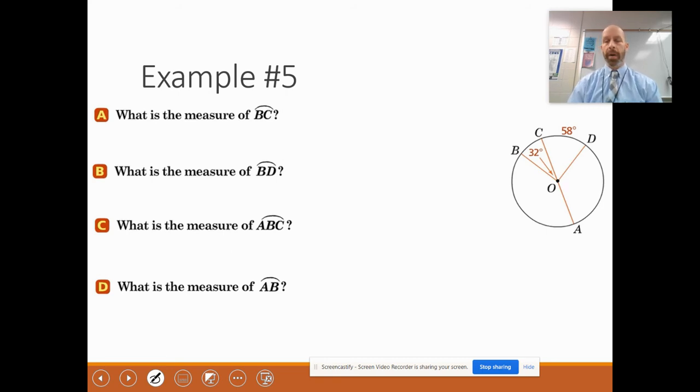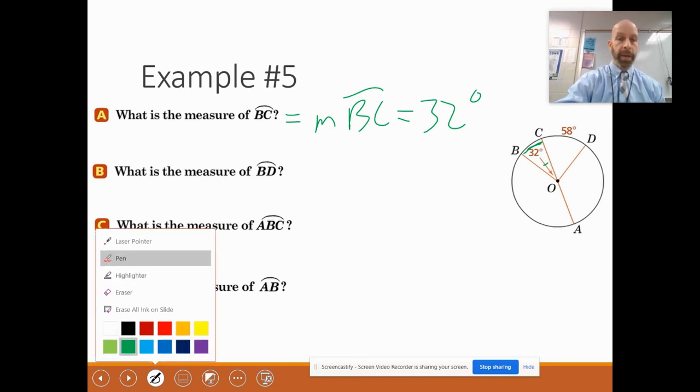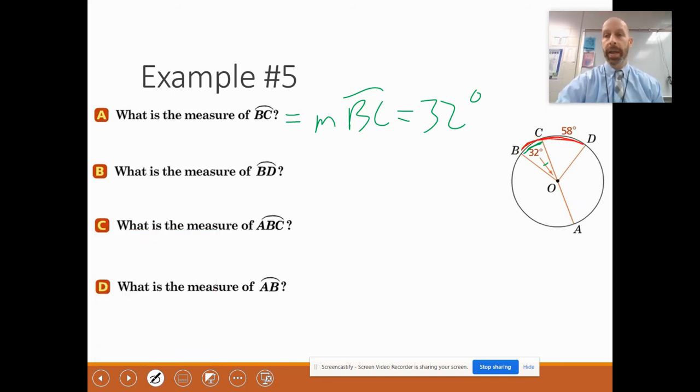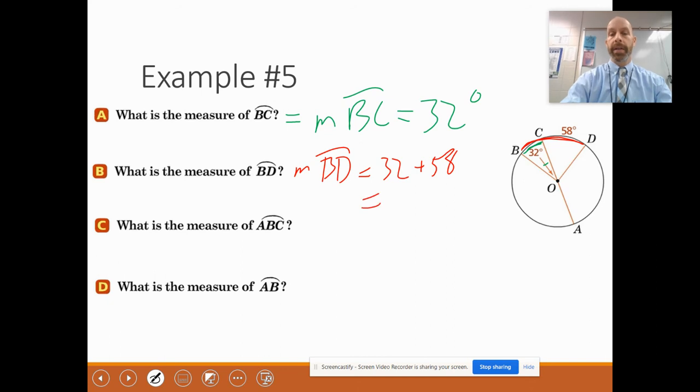What is the measure of arc BC? Well, the central angle is 32, so the measure of arc BC is the same thing as the central angle, so the measure is 32. What's the measure of BD? Okay, so BD, let's do this one in red. That's this whole thing here. So the measure of BD is going to be 32 plus 58. So that's going to be, let's see here, I think that's 90 degrees. Oh, that's interesting. That means that this angle right here has to be a right angle.